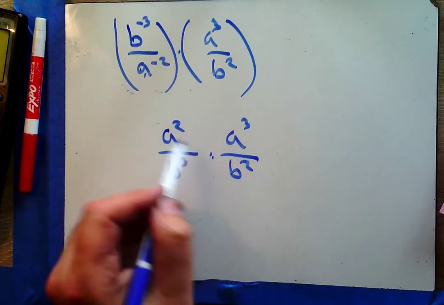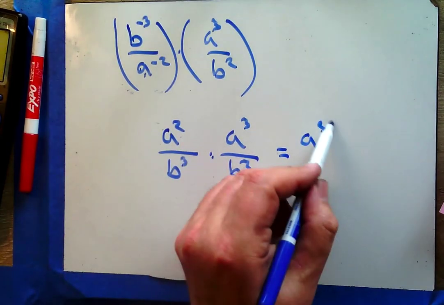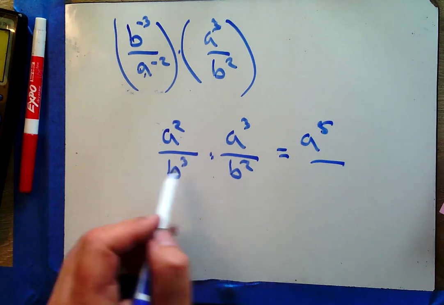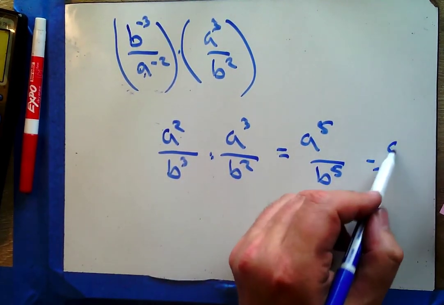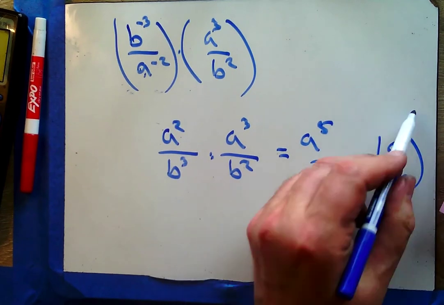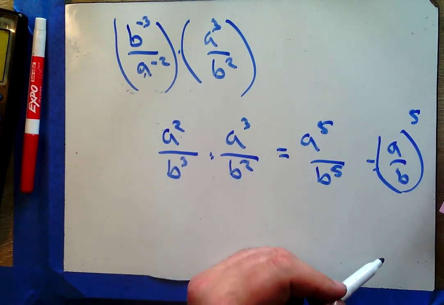They see that they're multiplying and the bases are the same. They get a to the fifth. They're multiplying and the bases are the same, b to the fifth. And that would be fine. Some students like to take it a little further, and that's fine too.